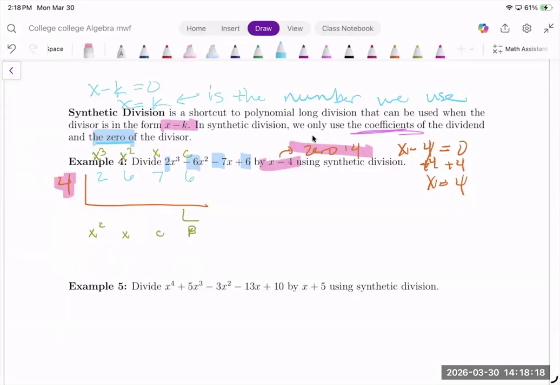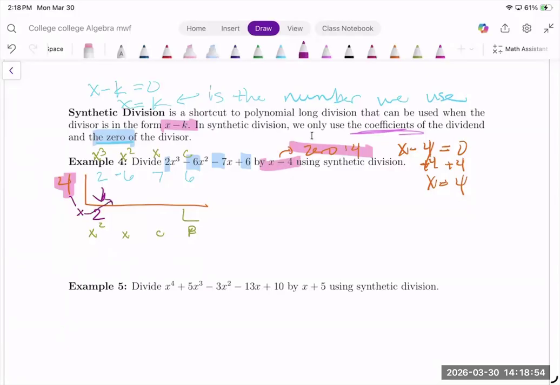I'm noticing I'm missing my negatives for the 6. So only coefficients. Above in that olive green, I have the x cubed, x squared, x, and constant. And below is the x squared, the x, the constant, and the leftovers. Why can't I think of the word? Remainder. There we go.